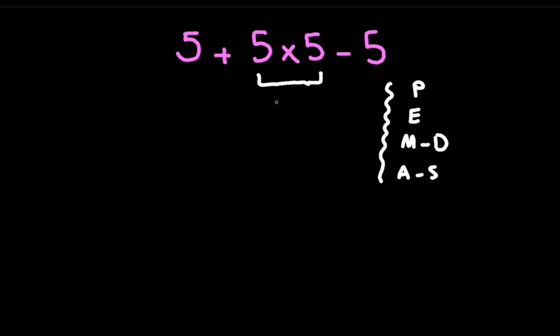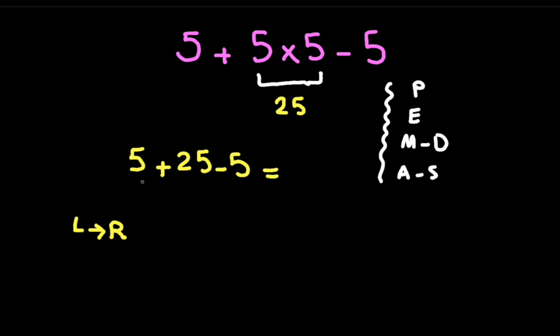So 5 times 5 gives us 25. Now let's rewrite the expression: 5 plus 25 minus 5. As we know, addition and subtraction are equally important, so we have to solve from left to right.